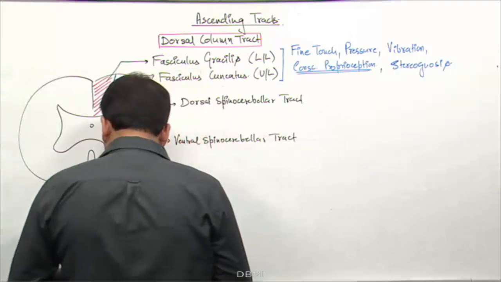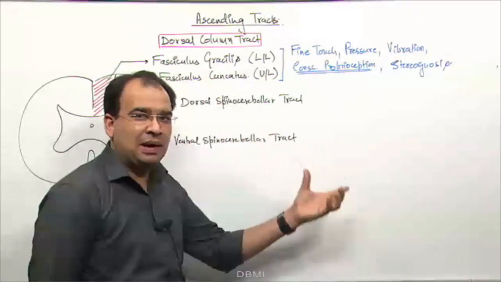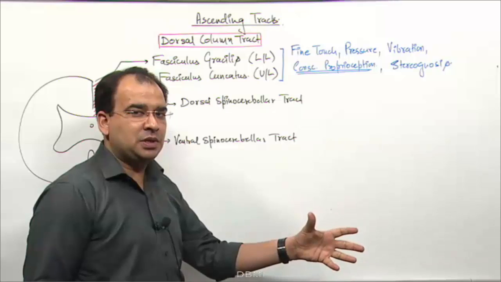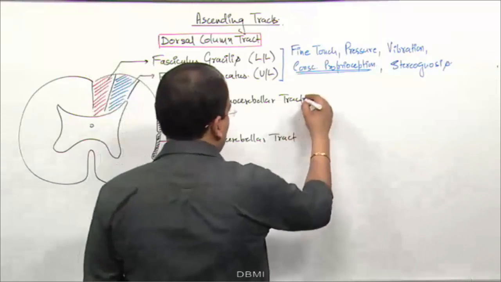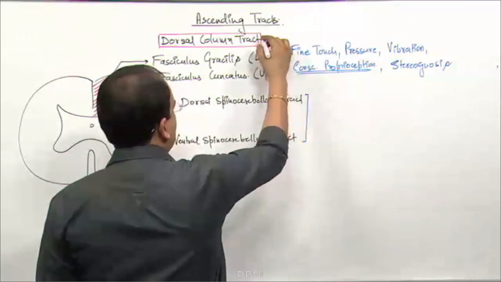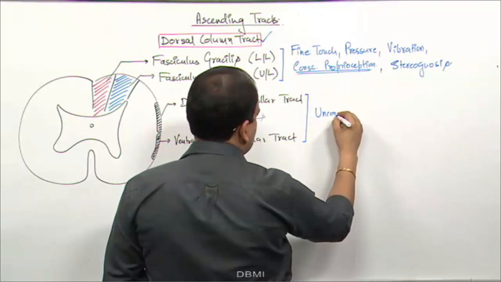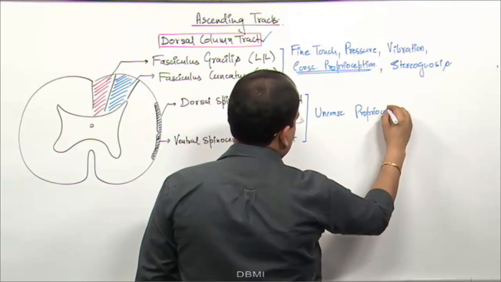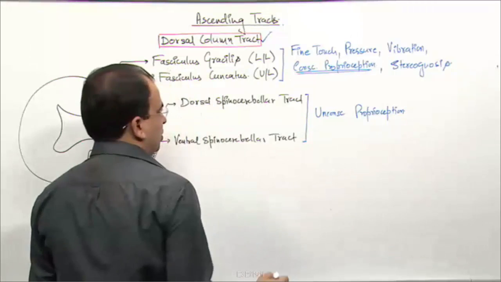The function of the spinocerebellar tract: look at the word cerebellar, they are going into the cerebellum, and when the tract goes inside the cerebellum, it carries proprioception, but what type? Unconscious. We are not aware of that. Unconscious proprioception. That's why I said, remember, conscious proprioception is a function of dorsal column tract, and this is for the unconscious proprioception.